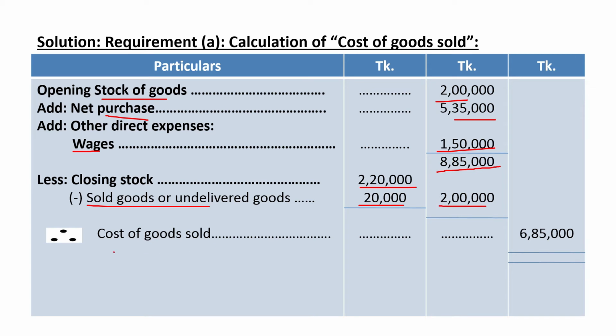That is 8,85,000 taka minus 2 lakh taka. So 6,85,000 taka. This is called cost of goods sold. Okay, dear students.